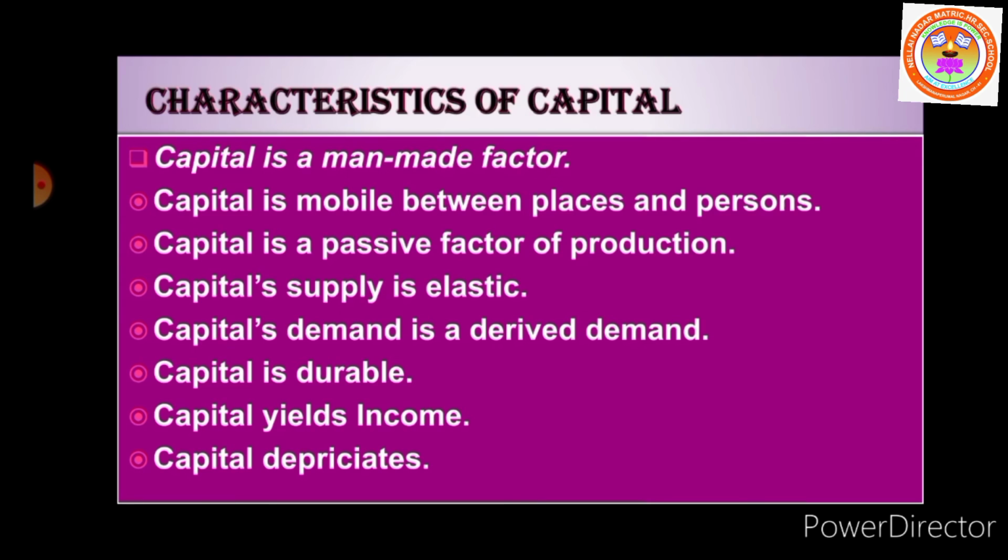Capital depreciates over time. For example, if a machine is used again and again, its efficiency goes down and it may not be suitable for further use due to depreciation. Capital yields income, that is, it is productive. Capital helps in increasing production. When labor is given adequate capital, it effectively increases production. More capital leads to better efficiency and increased productivity.